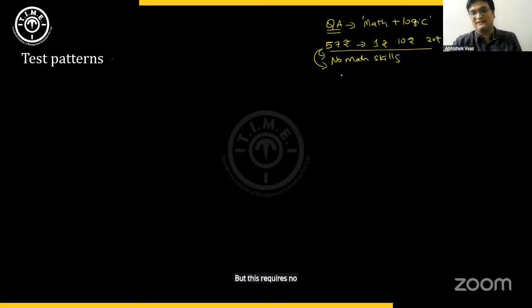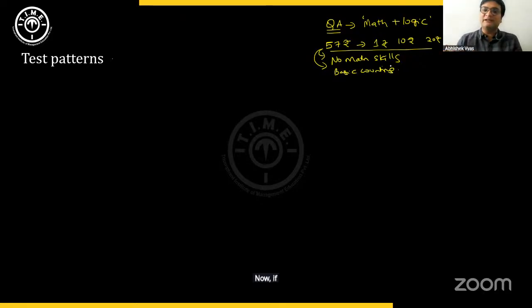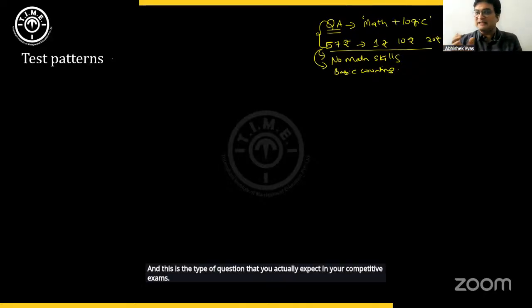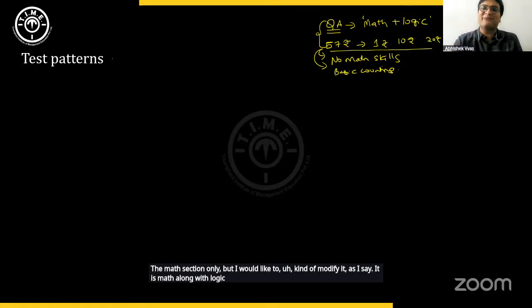What it requires is basic counting skills. Anyone who's good with counting can solve this question. And this is the type of question that you actually expect in your competitive exams. So when we say QA section, people generally understand it as the math section only, but I would like to modify it and say it is math along with logic. So you can call it logic math.